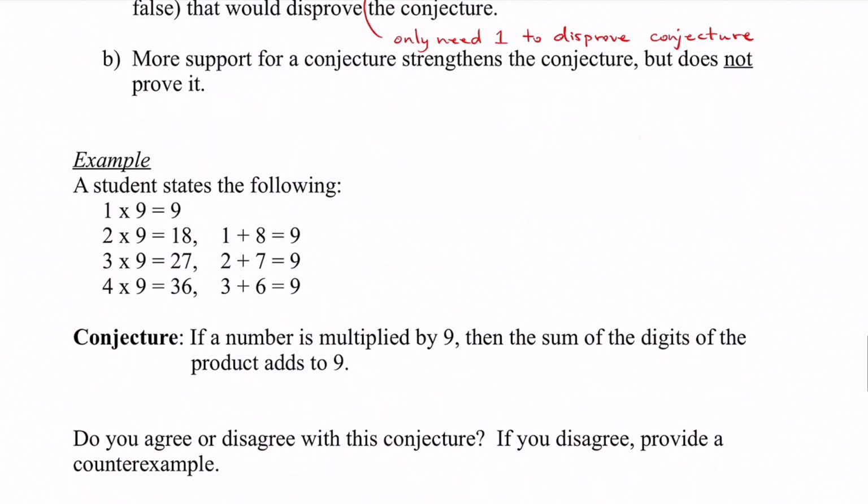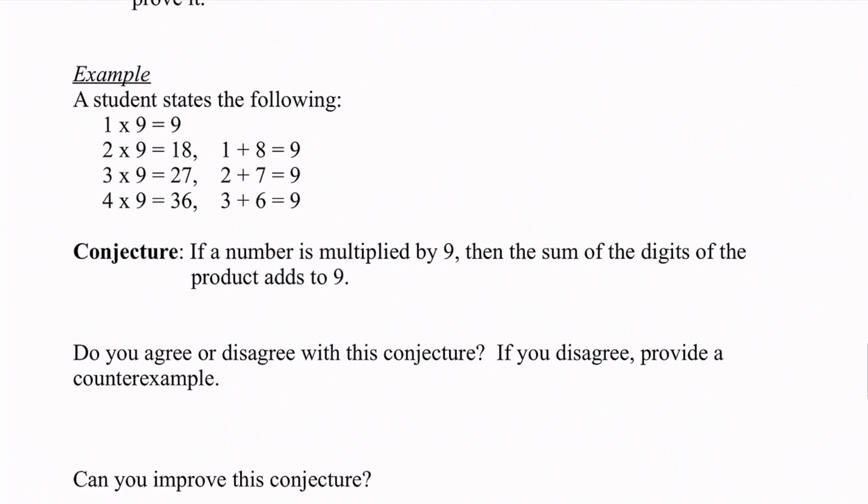So looking at this next example here now, it says a student states the following. So they had 1 times 9, they got 9, 2 times 9, 18, and they worked their way up to 4 times 9, they got 36. And then what they did was they took those digits, so 1 and 8, they added them, and they got 9. Then they took the 2 and the 7, added those, they got 9. 36, 3 plus 6, added those, they got 9. So they made this conjecture. They said if a number is multiplied by 9, then the sum of the digits of the product is going to add up to 9. So we did this product, we got our digits, we added them together, it gave out 9. So that was their conjecture.